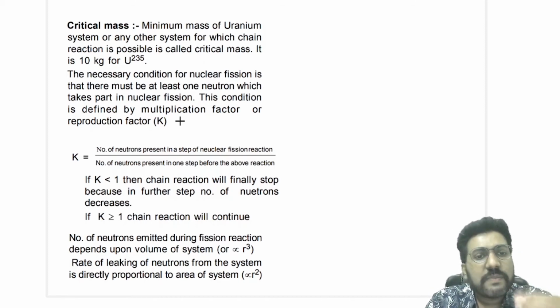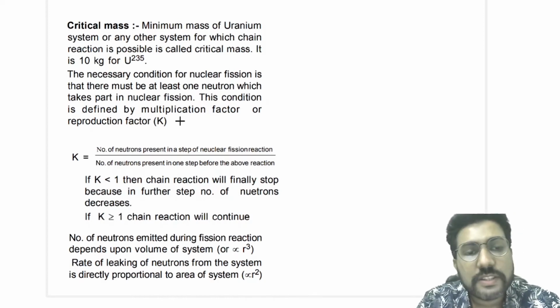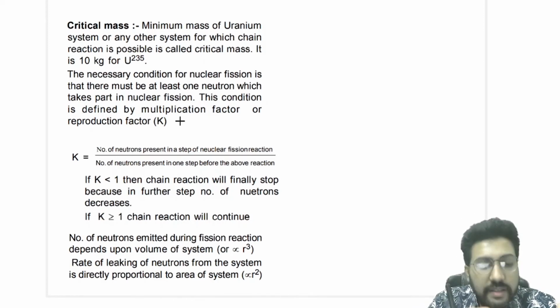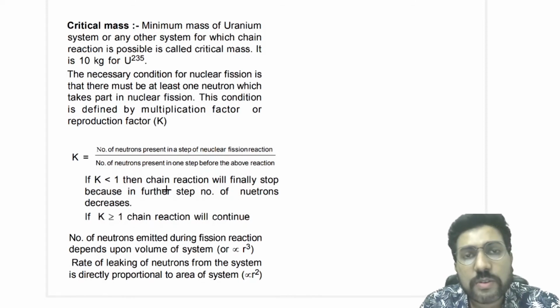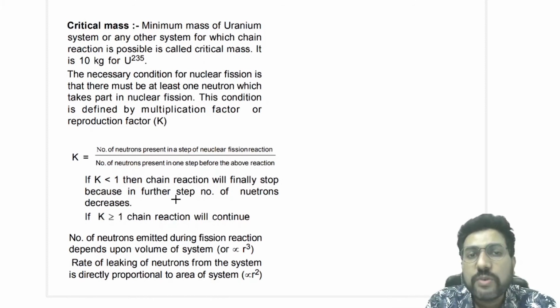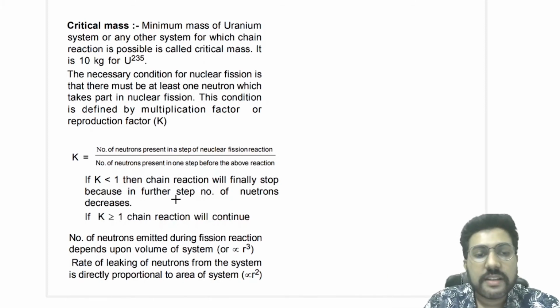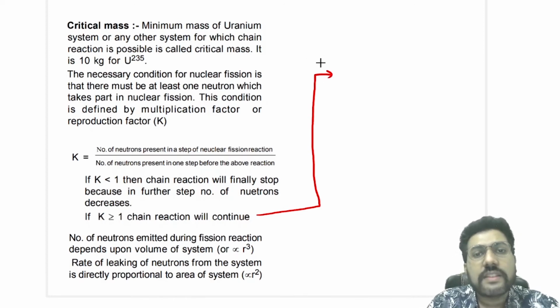Now, if this multiplication factor is less than 1, that means the number of neutrons is decreasing. If the number of neutrons is decreasing, that means finally the nuclear fission will stop. So it will be a chain reaction, but it will stop eventually. But if K is greater than or equal to 1, then the chain will continue till all the uranium-235 nuclei are exhausted. Okay, so here if K is greater than or equal to 1, two things can be said.